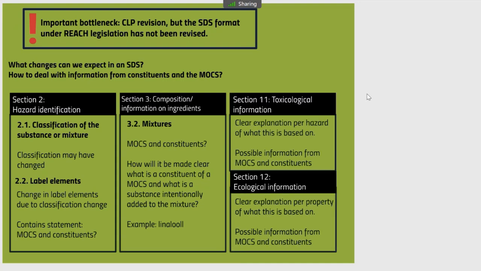Another two sections that need to be taken into account are the toxicological information, that's section 11, and the ecological information, that's section 12. As these have to explain per hazard what the hazard is based on exactly. So here we could also expect that the constituents are mentioned that would explain why the hazard is applicable or when it's not applicable. And the same goes for the ecological information for hazard classes such as aquatic toxicity or the PBT and the PMT hazard class.